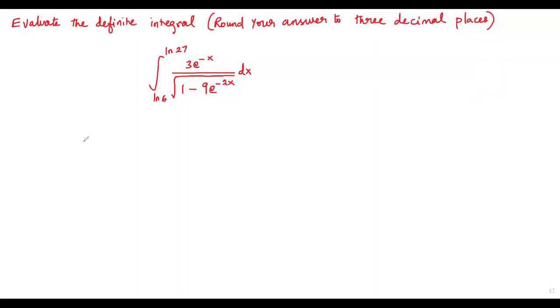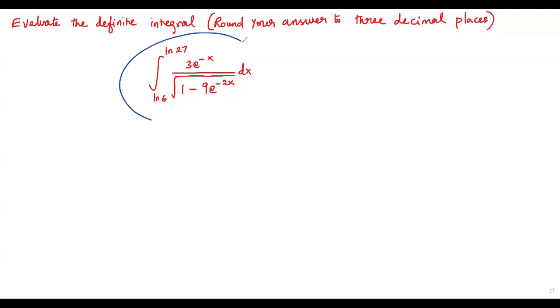Here we have a problem on definite integral. That is, we have to evaluate the given definite integral and round our answer to 3 decimal places. First, I'm going to evaluate the given integration as an indefinite integral. Once I get the result of the indefinite integral, then I'll apply the given limits, that is, a lower limit natural logarithm of 6 and the upper limit natural logarithm of 27.